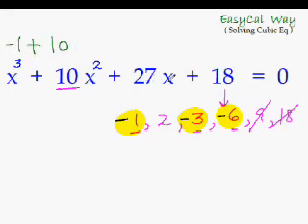27 times -1 is -27, and this is +18. Now 18 plus 10 is 28, and -27 minus 1 is -28, so 28 minus 28 is 0. That means -1 is definitely the correct answer. So if you want, you can check the other two solutions as well. They are correct.